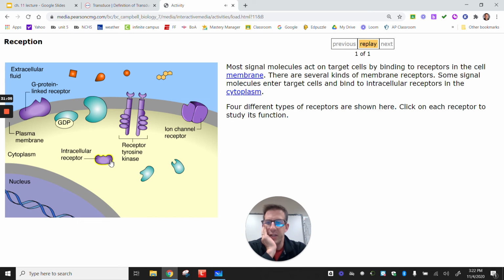Okay, let's do the intracellular receptor. That was the first one that we had touched on, so we'll do that.